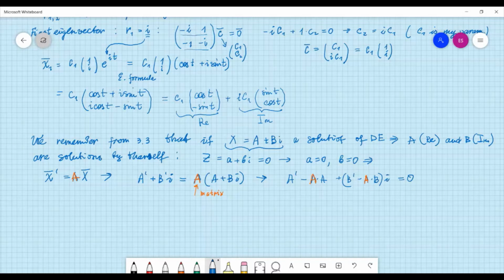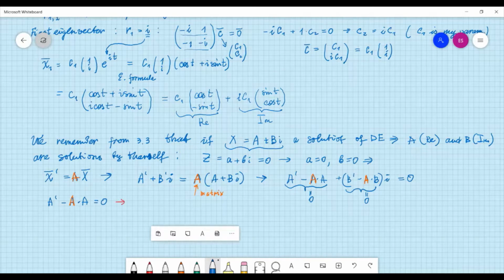We remember that a complex number is equal to 0 only if both the real part is equal to 0 and the imaginary part is equal to 0. What does it mean? I'm going to write them down as separate equations. A prime minus A times A equals 0. And again, I have to change the color of this A because this A is a matrix.